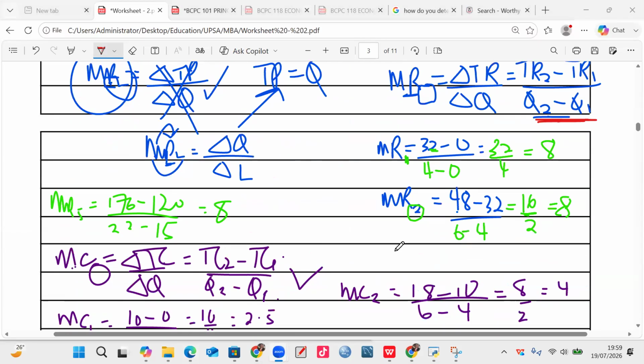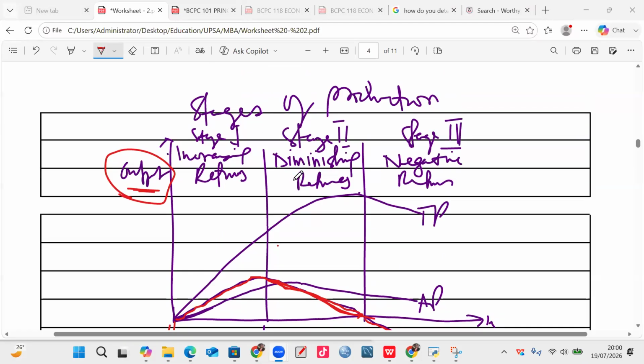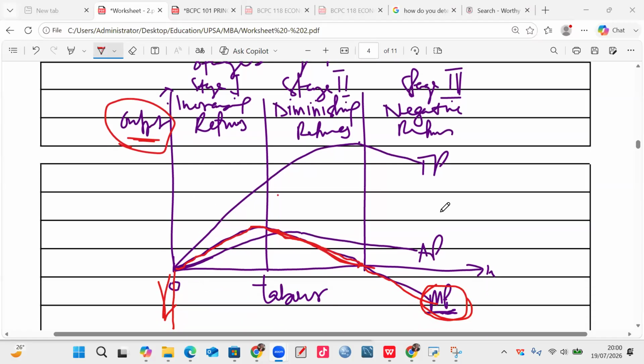So this is the stage of production, and I've explained. They can ask you to draw and explain the stages of production. There are 3 stages. We can go with increasing returns, diminishing, and negative returns. And they can ask you to write notes on them. So if you have to write the notes, the first stage, all the 3 are increasing. Do you all see they are all rising? Yes, please. Good. So in the first stage, which is the increasing returns, the total product curve, the marginal product curve, and the average product curve, they are all increasing.